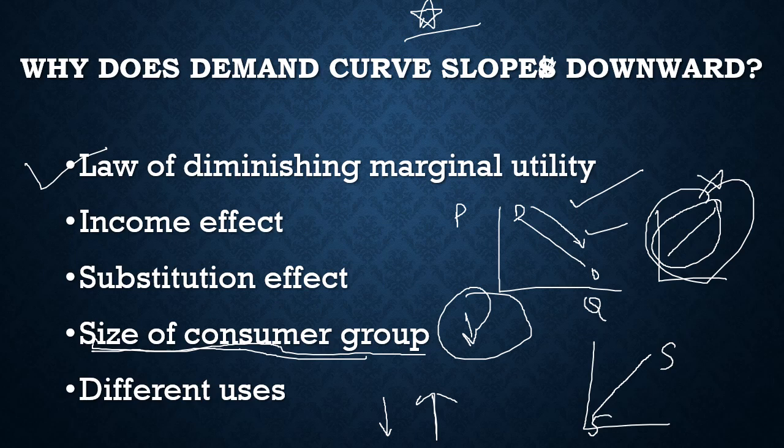Now, in the last lecture, we discussed that income effect can be positive or negative. Income effect is positive when an increase in income causes an increase in demand, as in the case of normal goods. And income effect is negative when an increase in income causes a decrease in demand, as in the case of inferior goods. You remember that? Inferior goods, normal goods, their relationship with income.